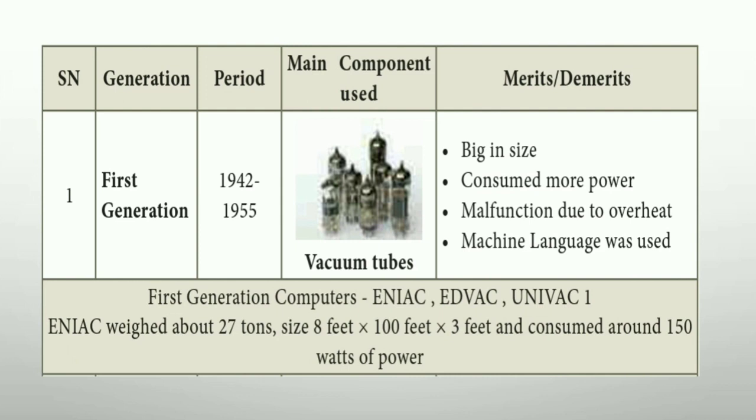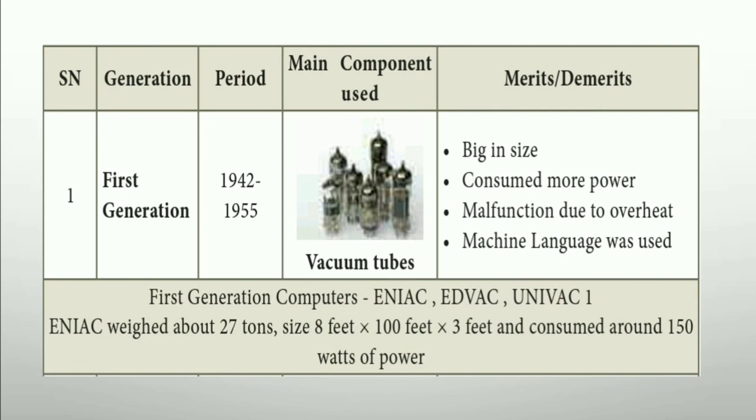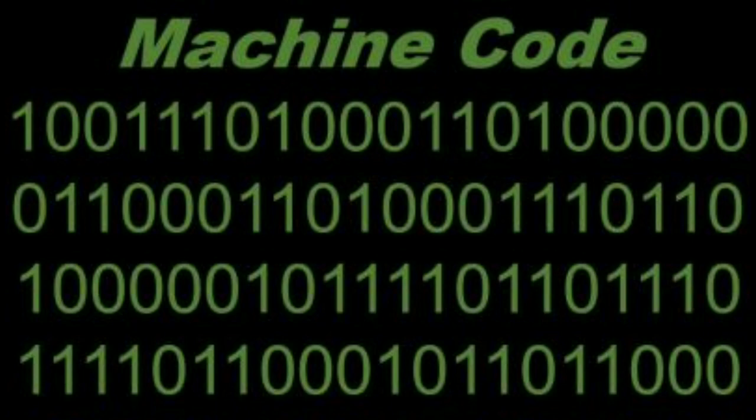From 1942 to 1955, it was said to be the first generation of computers. The main component used was vacuum tubes, and it was very big in size, so it took one entire room to occupy, and it also consumed more electric power. Since the circuit is made up of vacuum tubes, while working it gets overheated, and due to overheating it generated malfunction. Malfunction means they generated errors in output. In this first generation of computers they used machine language. Machine language is nothing but ones and zeros.